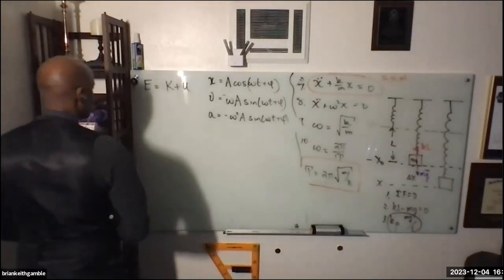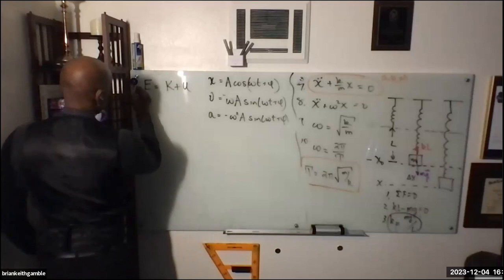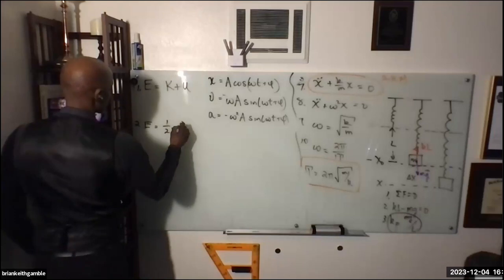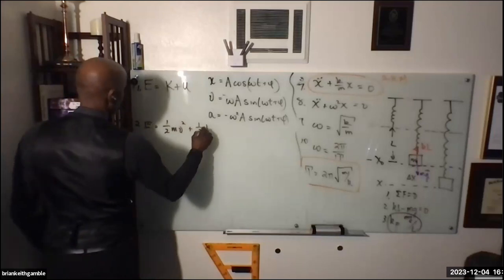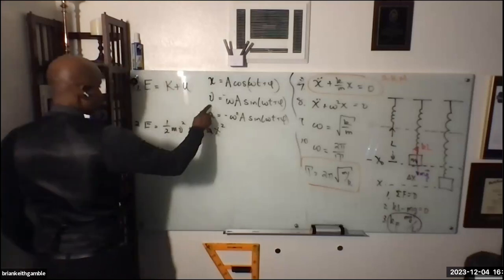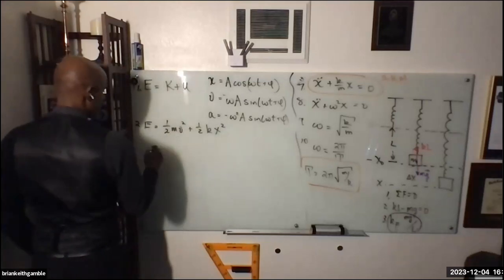So I'm going to restart my numbering here. In general, to get the total mechanical energy, it's 1/2 mv squared plus 1/2 kx squared, where v is this guy and x is this guy. So when you put that in, you get 1/2 m.